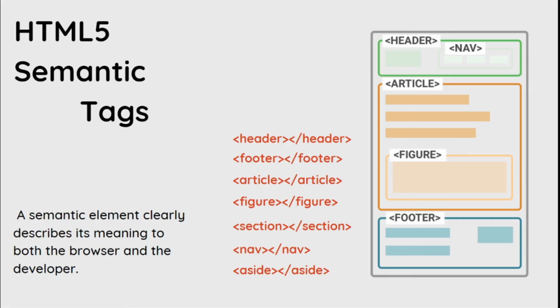Now we can see here HTML5 semantic tags. HTML5 semantic tags are used to clearly describe its meaning to the browser and the developer. Now you can see here we have header, footer, article, figure, section, nav, and aside. In this example, we have the header, which has the logo with the navigation. And then we have an article, which has some p tags and h1s. And then we have this figure, which could place an image. And then we have the footer. So this is what HTML5 semantic tags are.